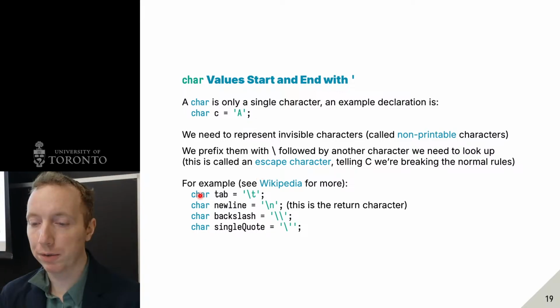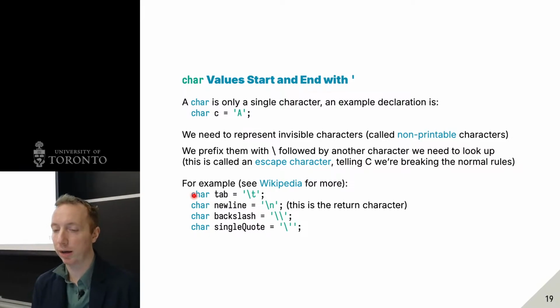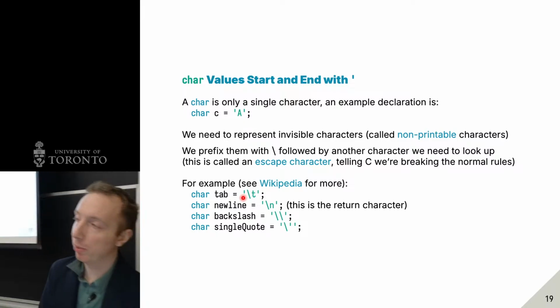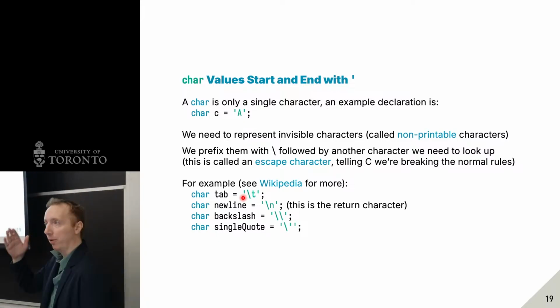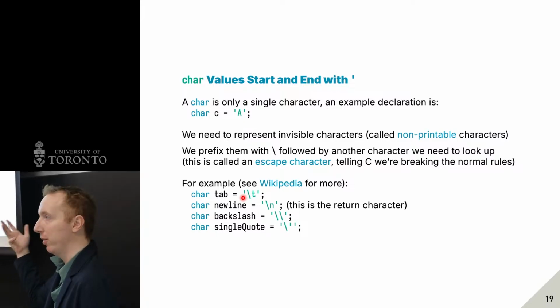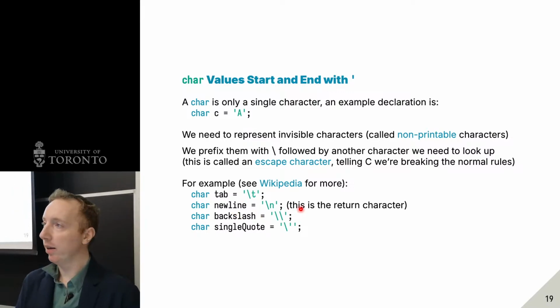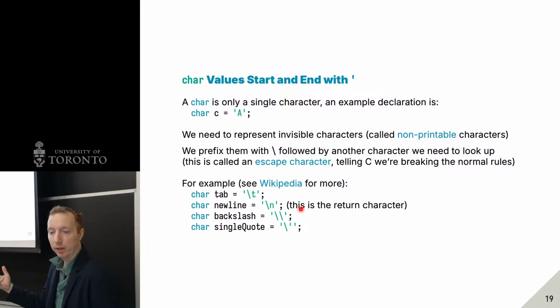But here are a few ones for you. So I could create a variable called tab that represents a tab character. To represent tab, it's just \t. A way to remember it is t is short for tab. A new line, which represents an enter, is \n. This is also called a return character.